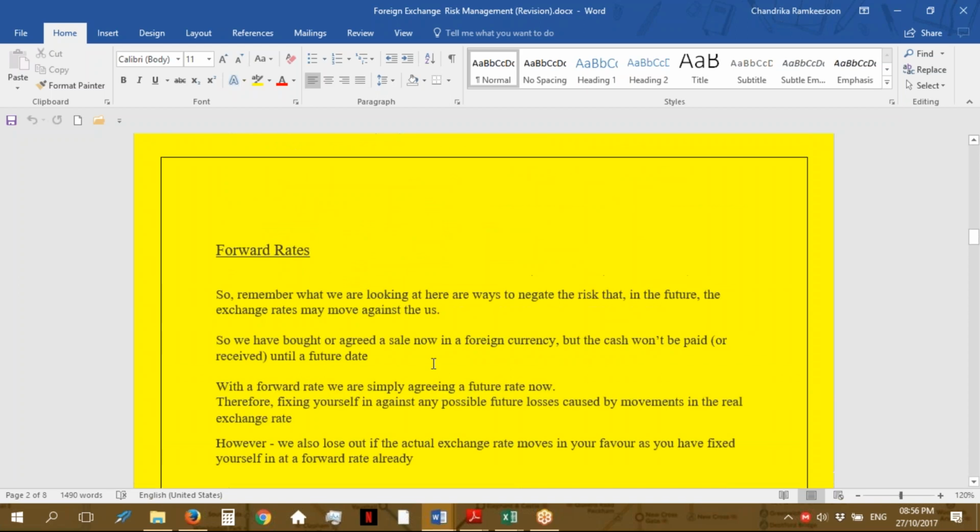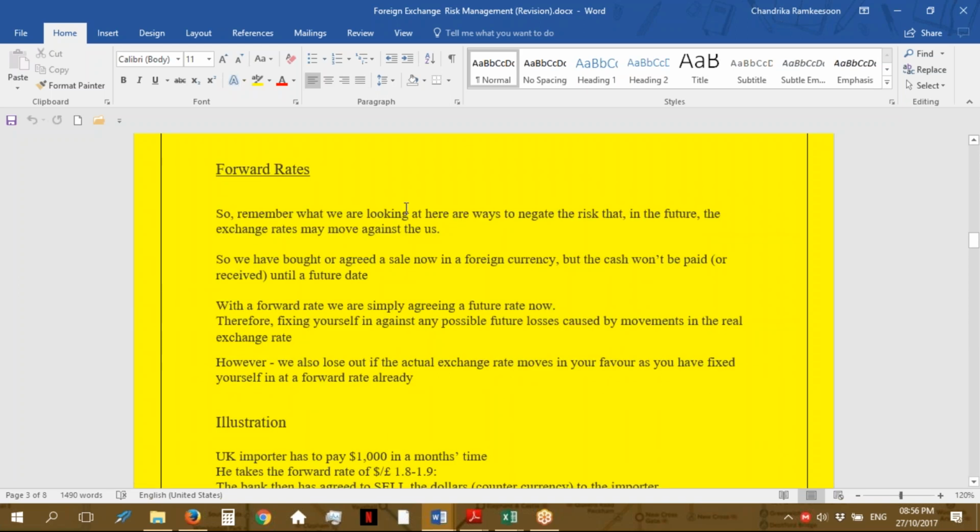Now, so remember, what we are looking at here are ways to negate the risk that in the future the exchange rate may move against the firm. So we have bought or agreed a sale now in a foreign currency, okay, but the cash won't be paid or received until a future date. With a forward rate, we are simply agreeing a future rate now. That's all that it is, isn't it?